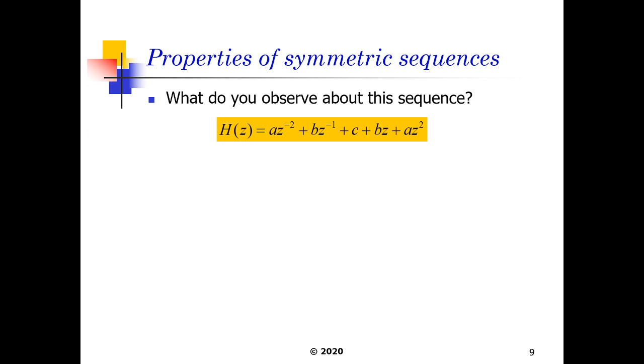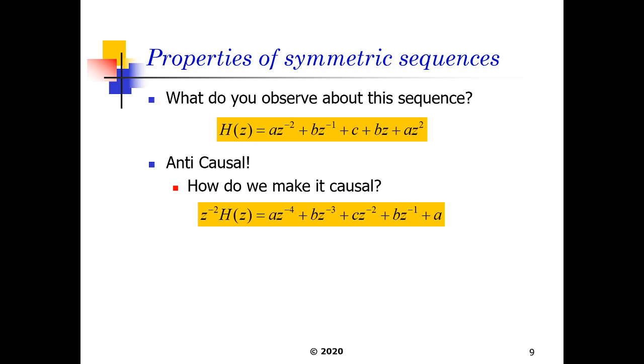Now, if we also observe this sequence here for h of z, because there are positive powers of z in this sequence, this is referred to as an anti-causal sequence. If we need to make it causal, on the other hand, we just need to delay the entire thing by z to the minus 2. So a causal sequence will only contain negative powers of z and the z to the 0 power. Once there's a positive power of z, the sequence is going to be anti-causal.